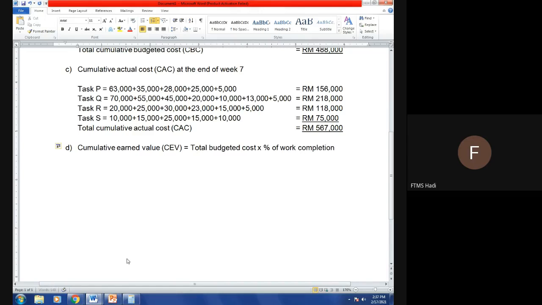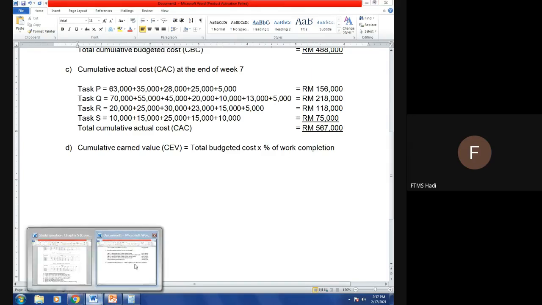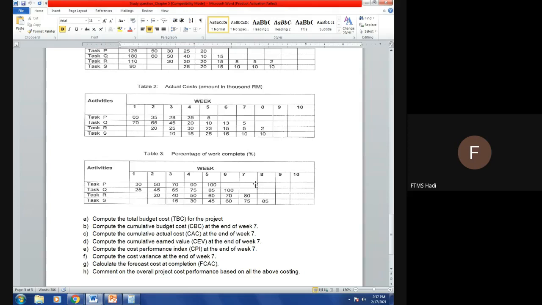Okay, but the problem here is you want to calculate until week 7 only, right? So this one, at the end of week 7, this one only. Those are 100, 180, and 85. Just take the final answer. Yeah, this one. 80 and 70, 75. This one. Okay, 100, 80, and 75. As long as it does not exceed.